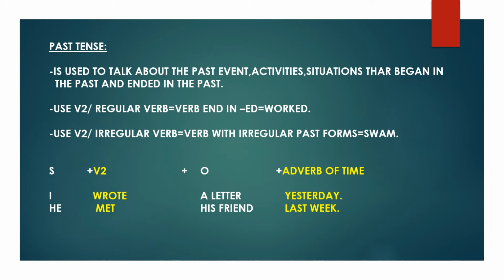For example, I wrote a letter yesterday. He met his friend last week. I and he are the subjects. Wrote and met are verb 2, the past form of the verb, the past tense of the verb. A letter and his friend are the objects. Yesterday and last week are the adverbs of time.